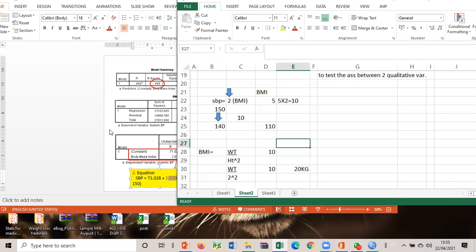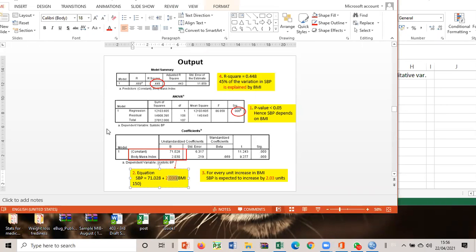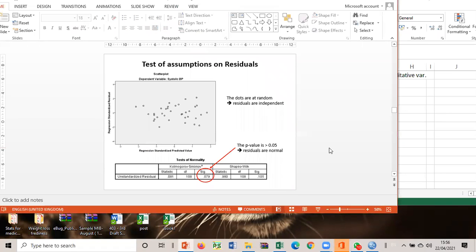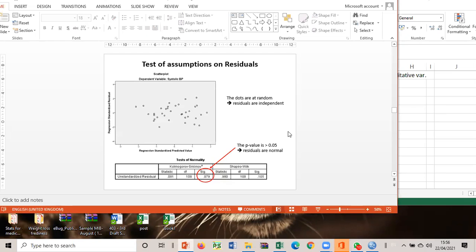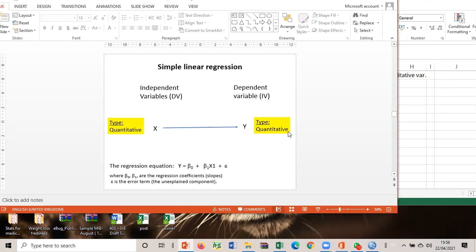All right. Any questions? So that's what I did, and then we check the assumptions. The residuals are random and normally distributed. Then it says yes, BP depends on BMI. But Professor, what about the other factors which will influence the SBP? That's why I go next.